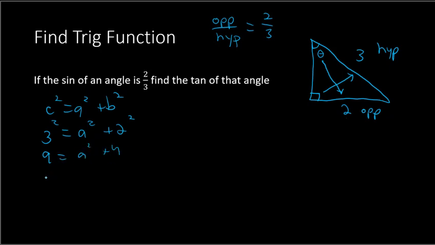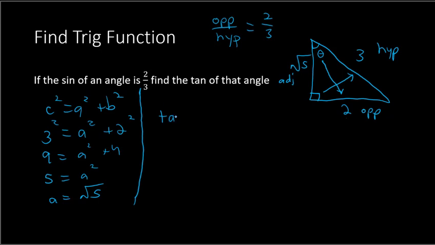Subtract 4 to the left. That gives us 5 equals a squared. Take the square root, so a would equal the square root of 5. That would be this length right here, and that is the adjacent side. So once we have this, we can find any trig function that we want. Here, we just want the tangent of the angle, but we could find any trig ratio.